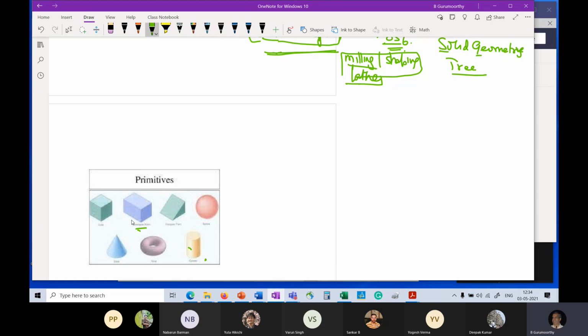Now, I'm operating without my mouse. I'm a little handicapped.